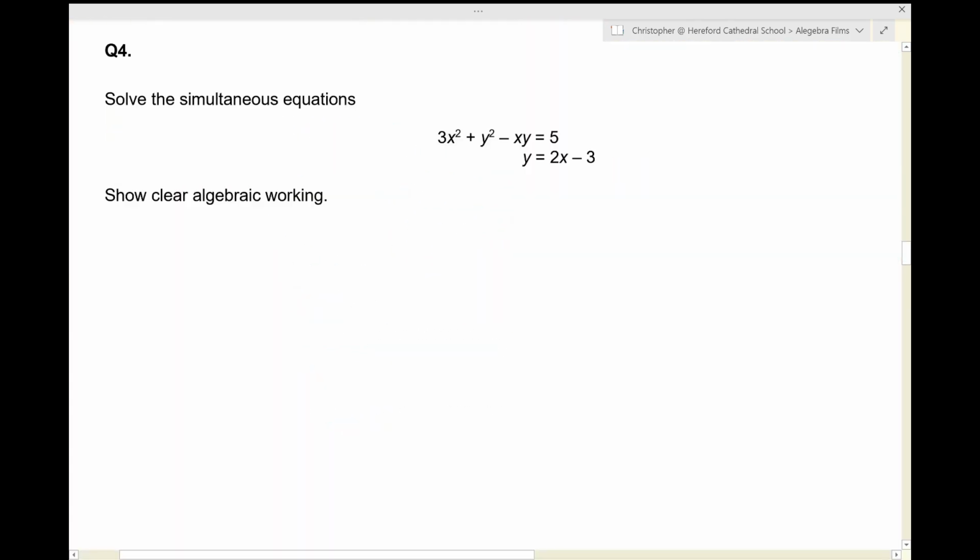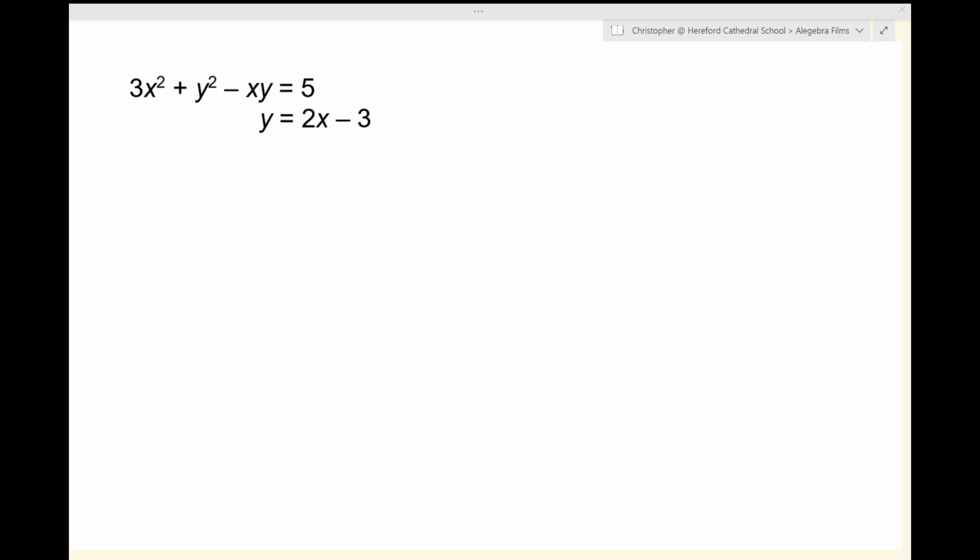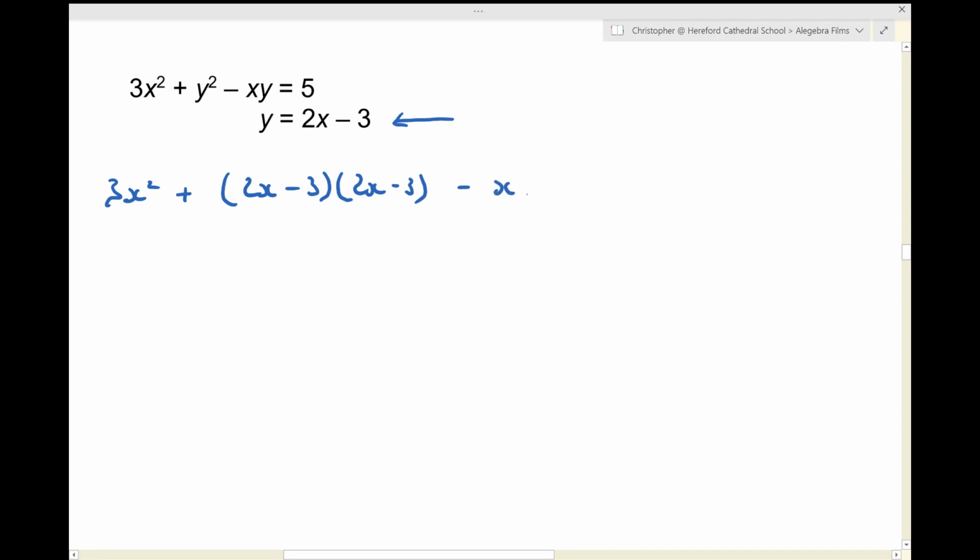Question 4. Now my second equation gives me an expression for y here. So I'm going to substitute that into my first equation. So the first equation is going to be 3x squared plus y squared. So that's going to be plus 2x minus 3 multiplied by 2x minus 3. And I've got minus x times y. So that's going to be x times 2x minus 3. And that equals 5. So now I'm going to solve this equation with any luck without messing it up.